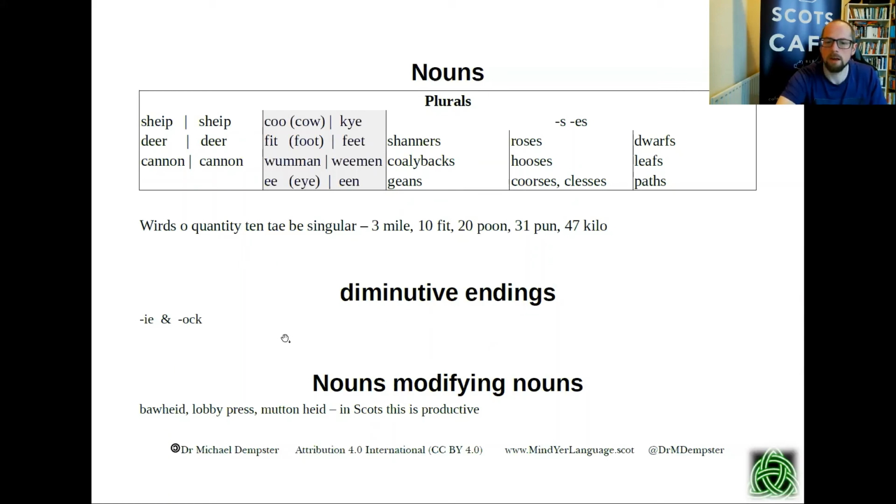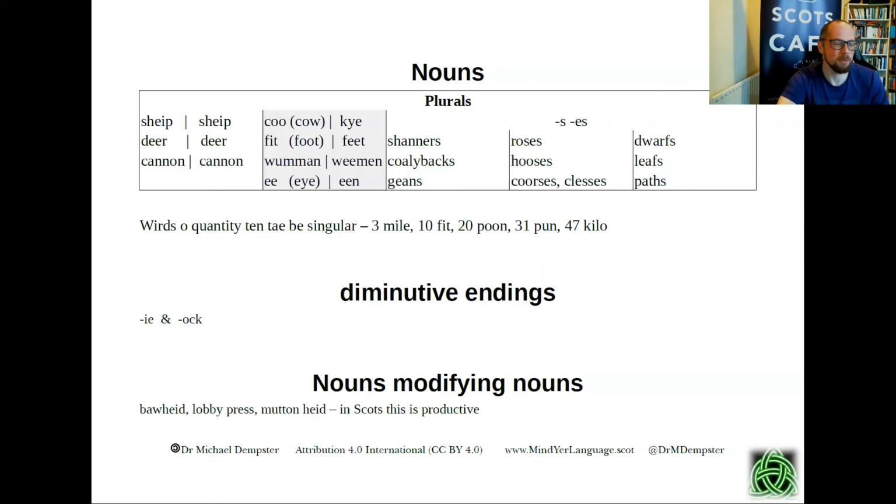Then nouns take diminutive endings. The IE is the most common. So rather than saying "Gie's a sweet," you'll say "Gie's a sweetie." That kind of form. And that applies to loads and loads of things. It's also used for folk that work at a job. So like a janitor becomes a Janny, the postie, a workie, that kind of thing, a scaffy. That's halfway common.